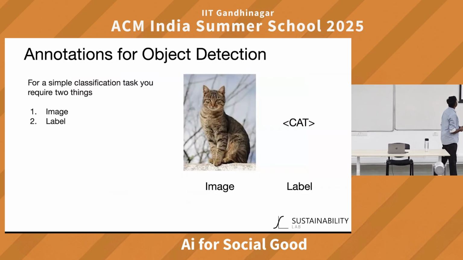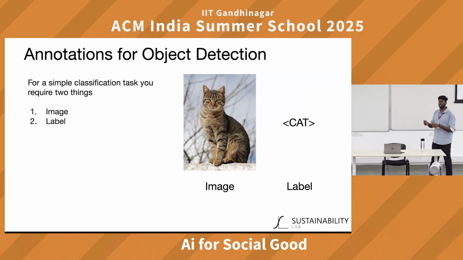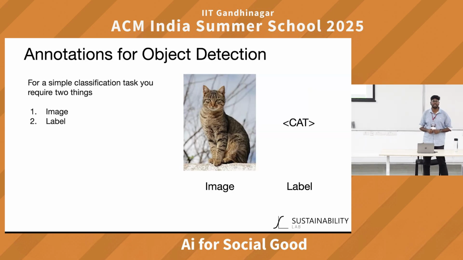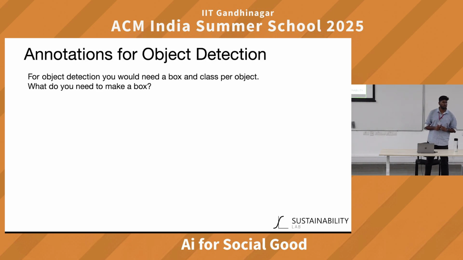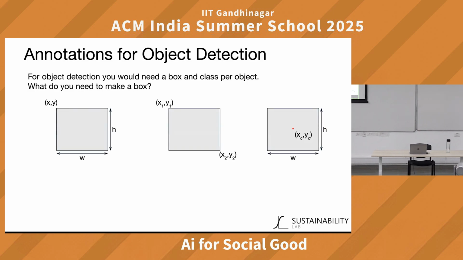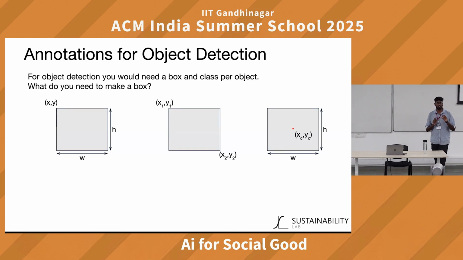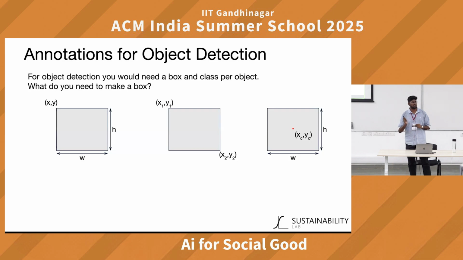Now for classification, you ideally need two things, right? You need an image and you need a label for it, and you can try doing something with that. What do you need for object detection? Any guesses? You want a bounding box, you also want a class for that bounding box, right? So how do you make a bounding box? To make a bounding box, you ideally need 2 points, the top left corner and the bottom right corner. And you can make a box out of it.